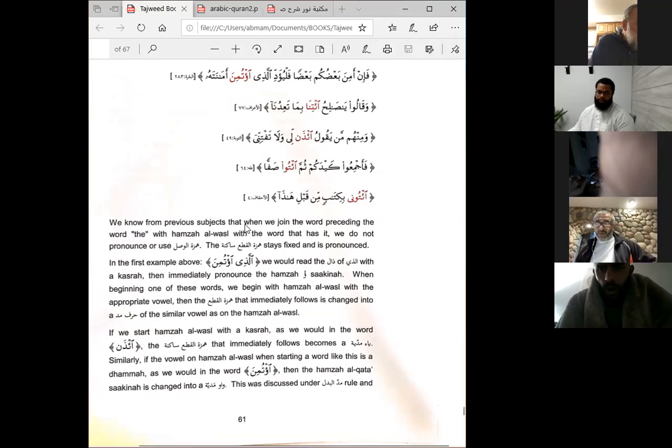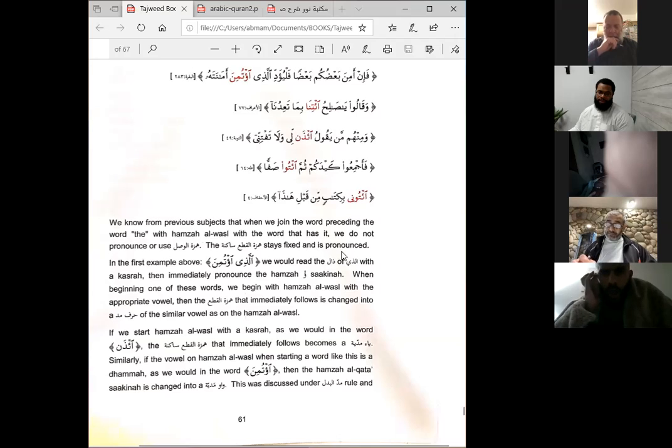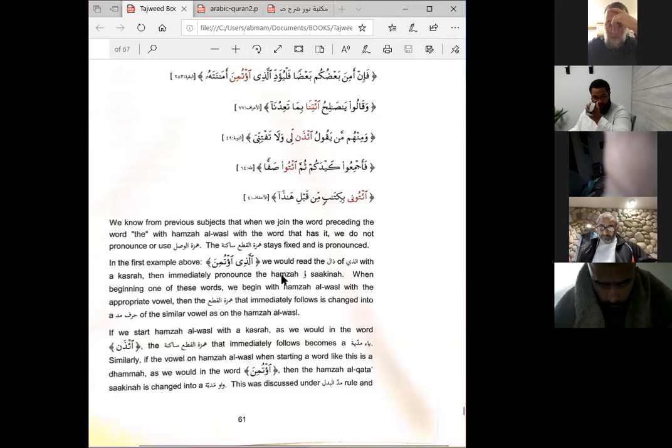So we know from the previous subject that when we join the word preceding the word with Hamzat al-Wasl, we do not pronounce or use Hamzat al-Wasl. The Hamzat al-Qata' sakina stays fixed and is pronounced. In the first example above, alladhi tumina, we would read the thal of alladhi with a kasra, then immediately pronounce the hamza sakina.